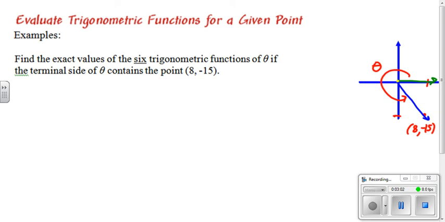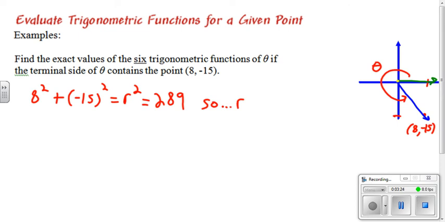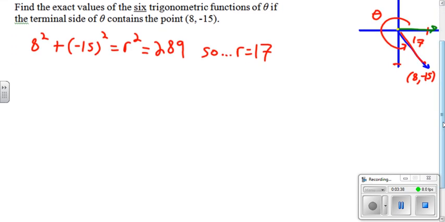Well, again, like I said, first things first, we have to find r. So using the Pythagorean theorem, we'd say 8 squared plus negative 15 squared equals r squared, and 8 squared plus negative 15 squared comes out to 289, in which case we can say r equals 17. From here to here, we know is 17 units long.